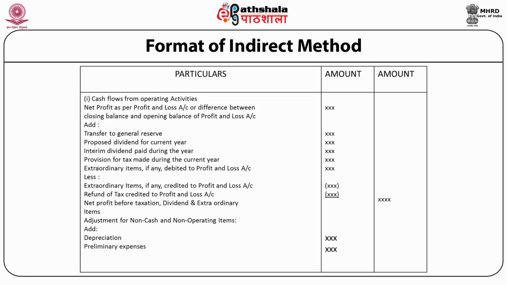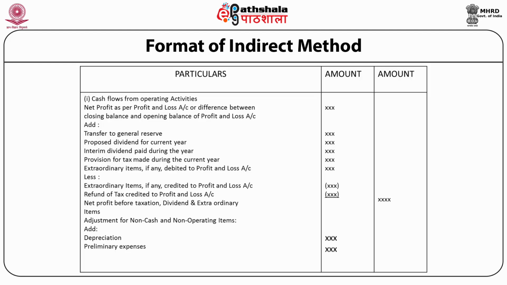We add to this transfer to general reserve, proposed dividend for current year, interim dividend paid during the year, provision for tax made during the current year, extraordinary items, if any, debited to profit and loss account, and we deduct the following items: extraordinary items, if any, credited to profit and loss account, refund of tax credited to profit and loss account, and this gives us net profit before taxation, dividend and extraordinary items.